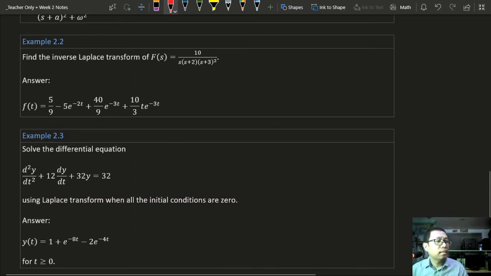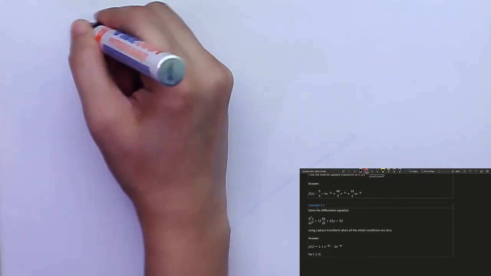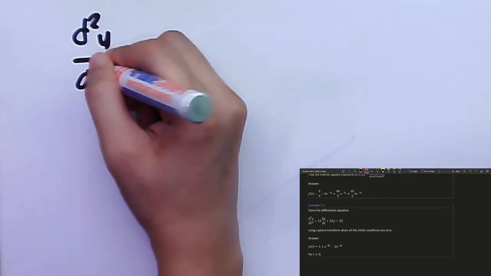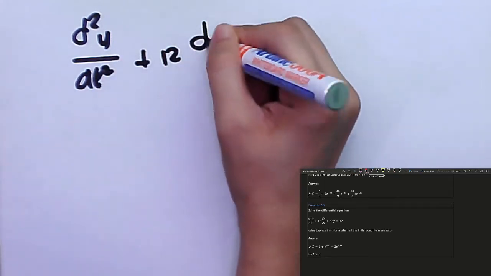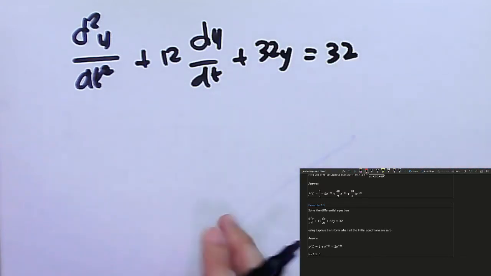Number 3. So, we want to solve the differential equation na ito using the Laplace transform when all the initial conditions are 0. Okay. So, in this example, dito makikita kung gaano kabilis gamitin yung Laplace transform sa pag-solve ng mga differential equations na merong constant coefficients. Okay. So, solve natin yung given. We will have d squared y over dt squared plus 12 dy over dt plus 32y equals 32.